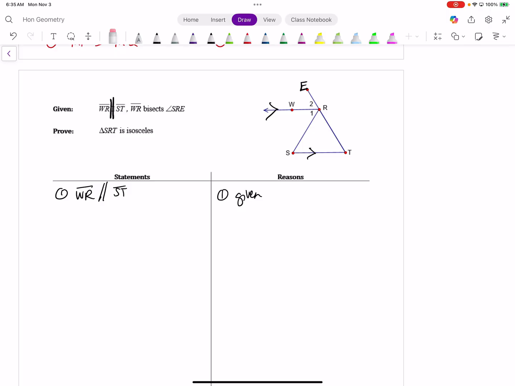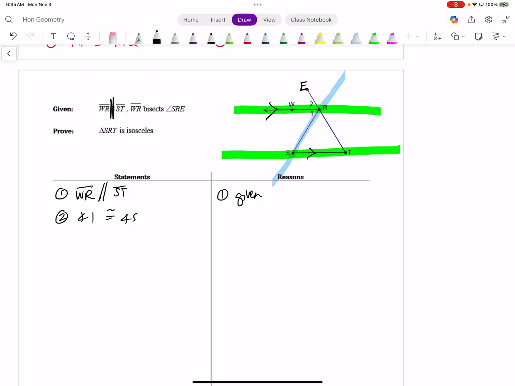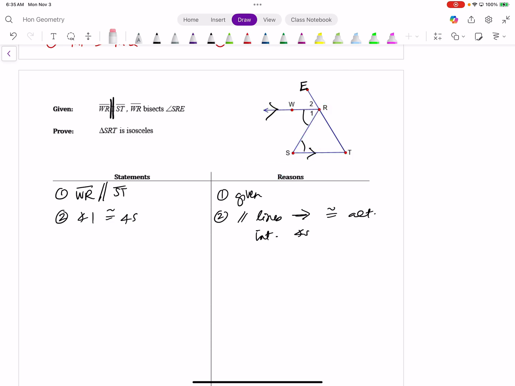So how about we just go ahead and say this. If these are parallel lines, and here's my transversal, then I know right now that angle 1 is congruent to angle S, because parallel lines imply congruent alternate interior angles. Okay, so let's get this all out of the way. Okay, so I took care of that given. I've got a step after that.